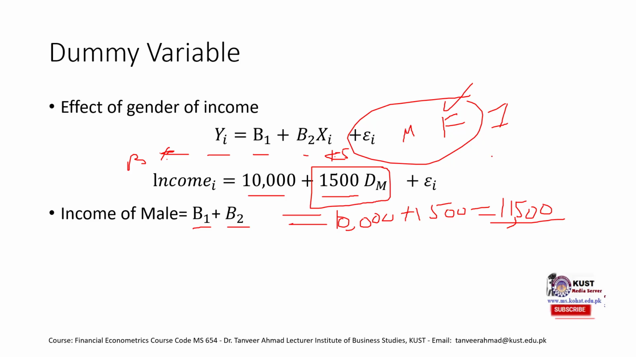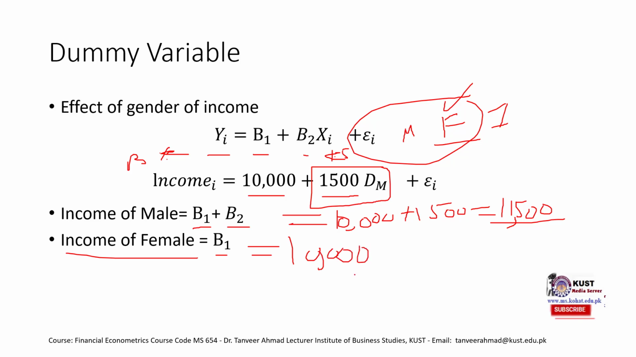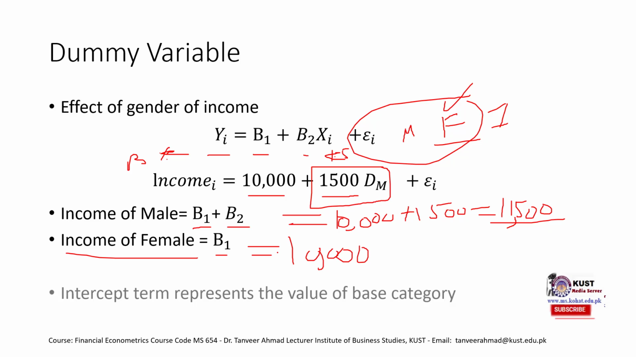What about the expected salary of a female? Remember, whenever we have an omitted category, the category that is left out, the category that we haven't included, which in this case is female, that would be represented by the constant term. So in this case, the 10,000 means the salary of the female, which is the omitted category. So income of female would be beta 1. We expect that the income of a female would be 10,000 rupees. So the intercept term represents the value of the base category. In this case, our base category is the female.